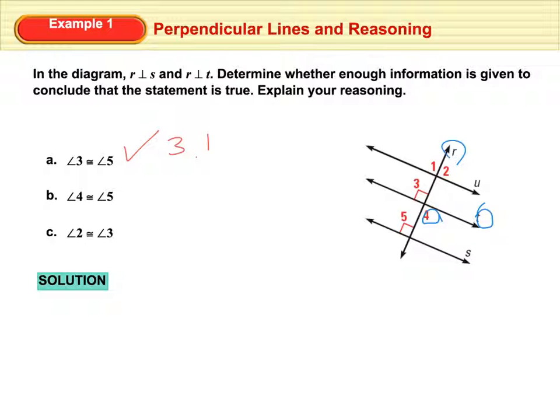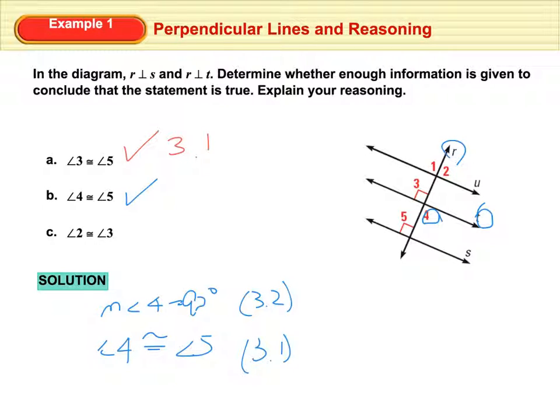angle 4 is 90 degrees. It is a right angle, and this is theorem 3.2. We know that one. And because theorem 3.1 says that all right angles are congruent, therefore angle 4 and angle 5 are also congruent. We can draw that conclusion. So in this case, we used 3.2 first, and we used 3.1 next.